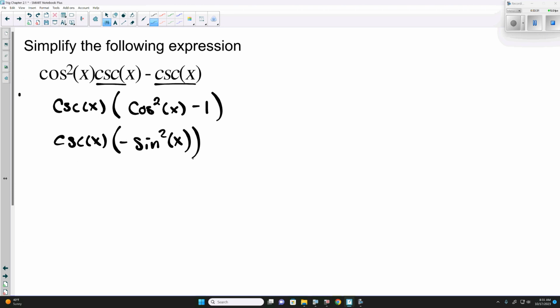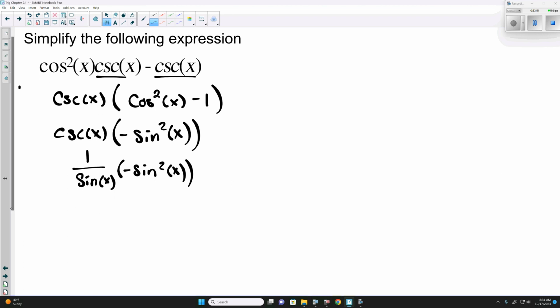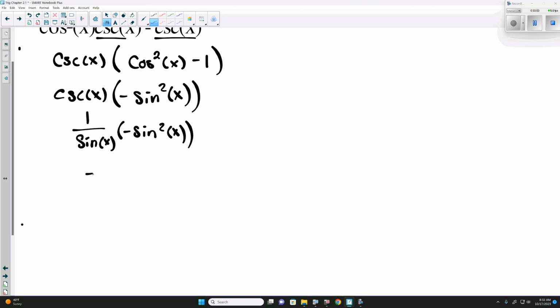Now we would agree that this does look simpler than what we started with, yes? We can make it simpler even. We can take it even a step further, because cosecant of x is the same as 1 over sine of x. And if we multiply these together, we get negative sine squared of x over sine of x.